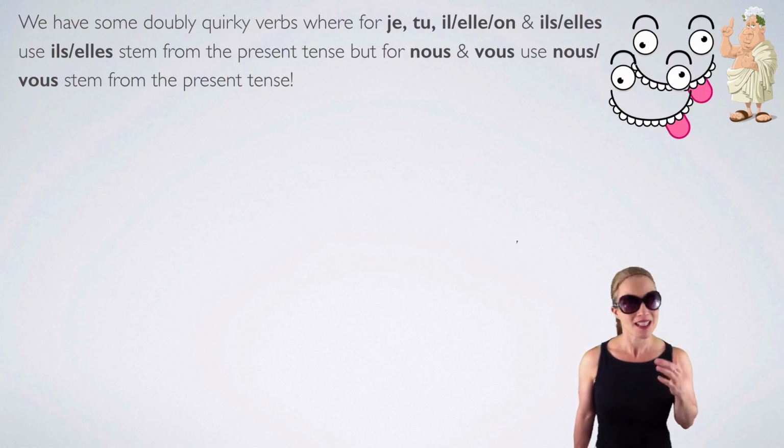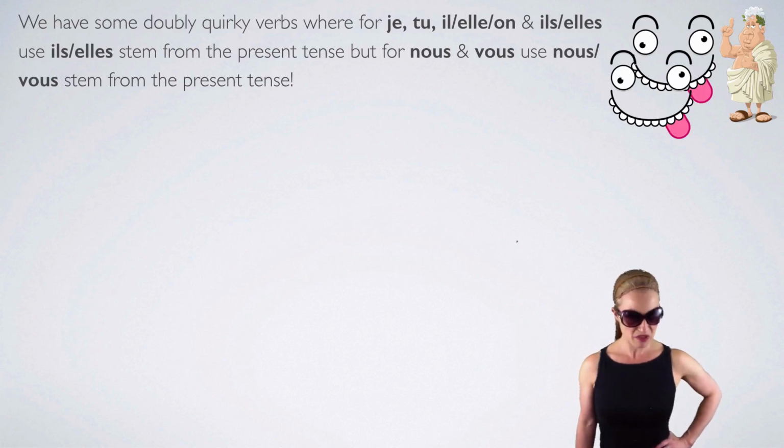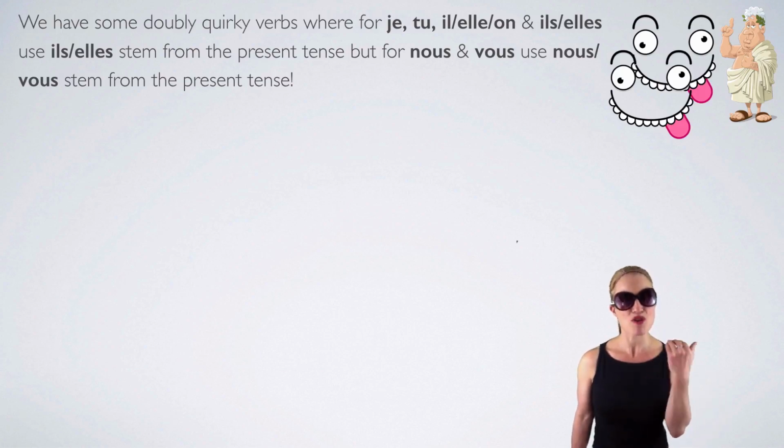And then we have some doubly quirky verbs, where for the je, the tu, the il, elle, on, and the ils, elles conjugations, you do the normal thing. You take the ils, elles conjugation as your stem. But these guys, for the nous and vous subjunctive, say, we want to keep our own stems from the indicative, thank you very much. And they take their stem from the nous and vous present indicative.